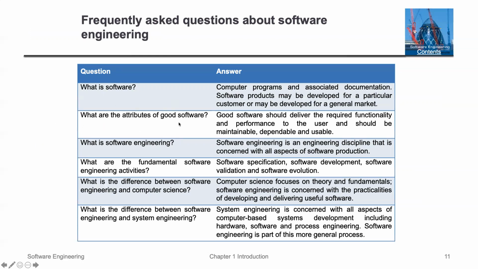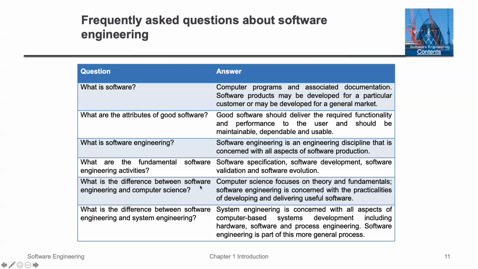What are the attributes of good software? Good software should deliver the required functionality and performance to the user and should be maintainable, dependable, and usable. What is software engineering? There are various opinions about this, but software engineering is an engineering discipline that is concerned with all aspects of software production. What are the fundamental software engineering activities? You have software specification, software development, software validation, and software evolution.